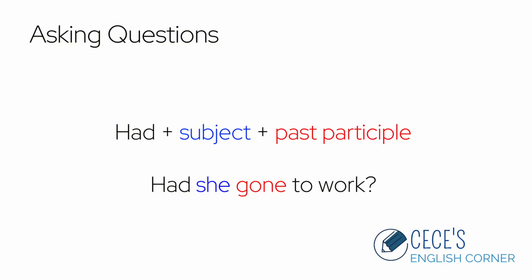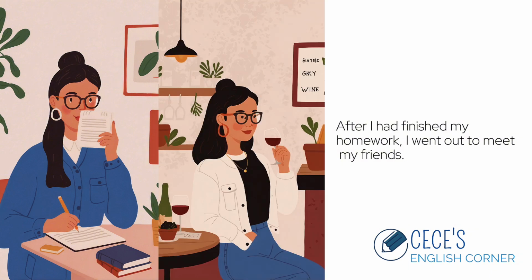All right, let's return to a few more examples. Can you find the past perfect tense in this sentence? After I had finished my homework, I went out to meet my friends. Which event happened first? Well, I finished my homework first, and then I went out to meet my friends. Notice that we are using the past perfect tense when talking about finishing our homework. We used had finished, so that's a clue that this event happened first. Also, notice that we start with the word after, which tells us the order of events. We finished our homework first, and then we met up with our friends.